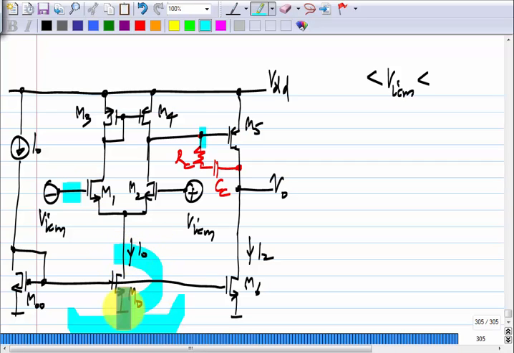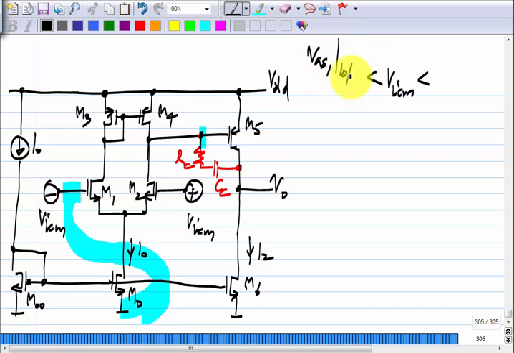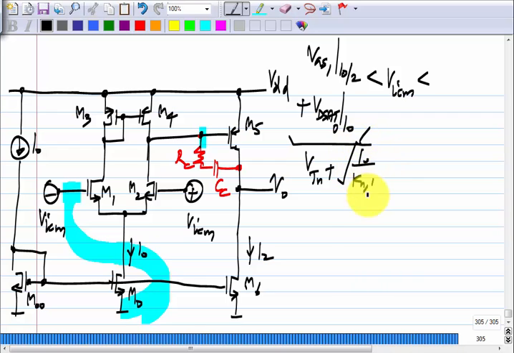You need to have enough. M0 should behave like a current source, so you need to have enough voltage VDS sat, that is VGS minus VT, across that to keep M0 in saturation. And then M1 will be working in saturation, and you need enough VGS across that. So you have to allow for VGS of M1 and VDS of M0. So this will be VGS of M1 at a current of I0 by 2 plus VDsat of M0 at a current of I0, which if I expand out, I will get VTN plus square root I0 by KN1 plus square root 2I0 by KN0.